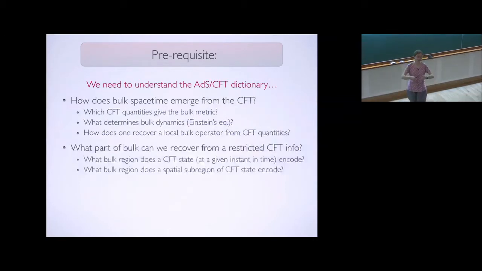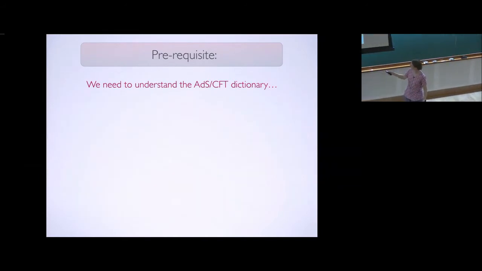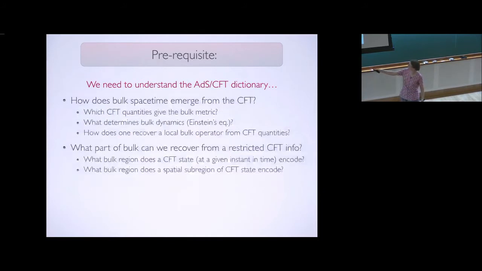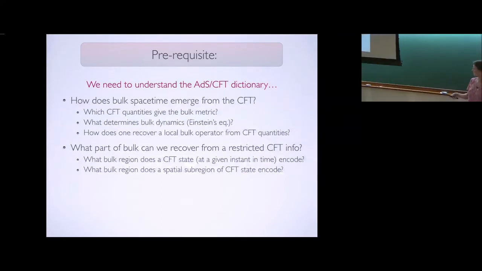One could ask, if you do not have access to the full CFT, but just some subset of it. Suppose you don't know the Hamiltonian, you don't know the dynamics, but you're given a state of the CFT at some instant in time. Is there any sensible bulk description of that? What would be the bulk region, for example, that would encode it? Or conversely, if you are given the dynamics, but you're only given some subregion of the CFT, then is there a natural bulk region that this CFT subregion would correspond to? Okay, this is something that some people have called subregion duality.